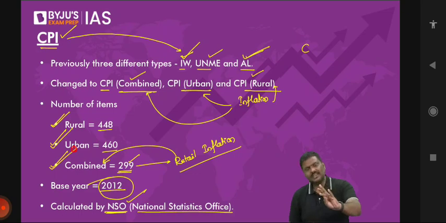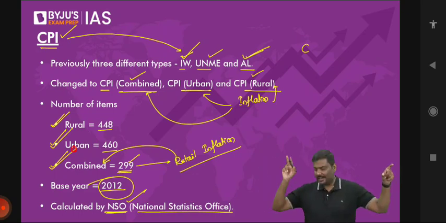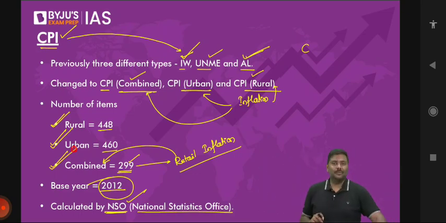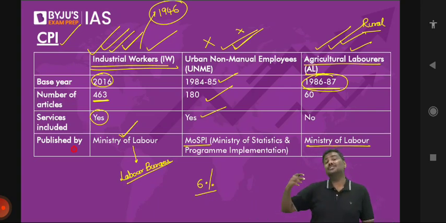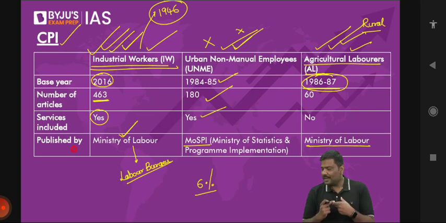One is in the wholesale market, second one right in the retail market. So combined should be more? No. It doesn't need to be more. Please do not apply CSAT, sir. 448, 460, it should be more. No. Right? What is consumed in rural part of India may or may not be consumed in urban part of India, and vice versa. I hope you understand. That's the reason. Overall, we only focus on 299.